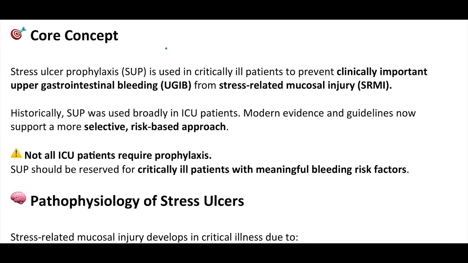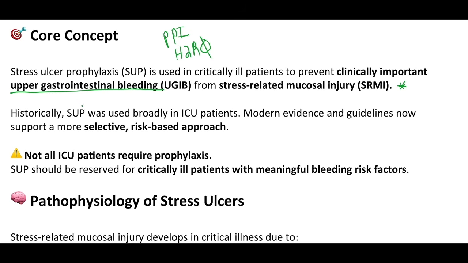So the core concept here, what are we talking about? Well, stress ulcer prophylaxis is used in critically ill patients to prevent clinically important upper gastrointestinal bleeding. Many of you probably know this, but it's important to establish the foundation here. All right. So when you are critically ill, you can get stress-related mucosal injury, and we'll go over the pathophysiology of that a little bit. And the goal of starting stress ulcer prophylactic medications, things like PPIs, proton pump inhibitors, or H2 receptor blockers, is to prevent that stress-related mucosal injury from leading to clinically important upper gastrointestinal bleeding.